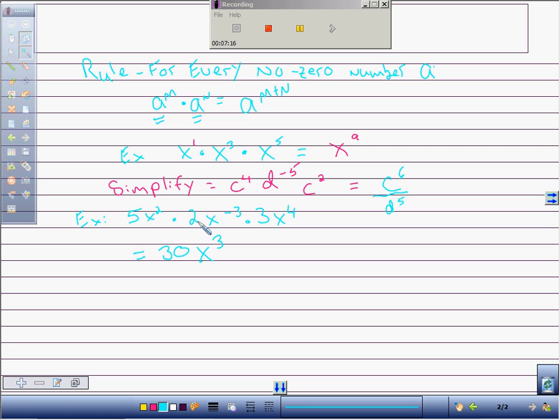When you have coefficients, those are called coefficients in front, you just multiply those all together, this times this times this. And then I multiply all my x's together, which gives me x to the 3rd power.